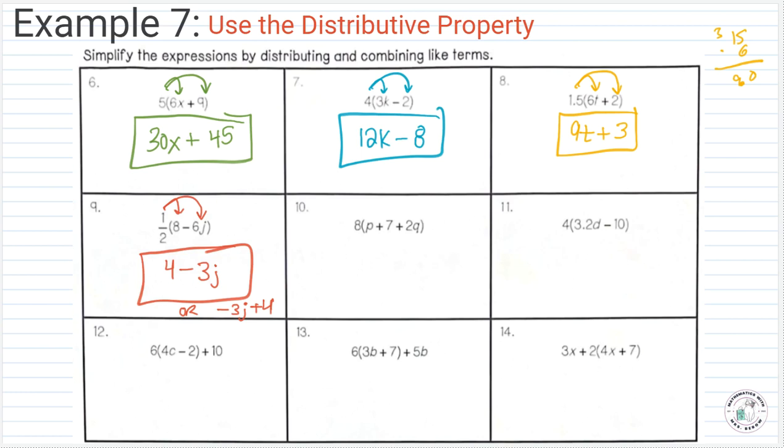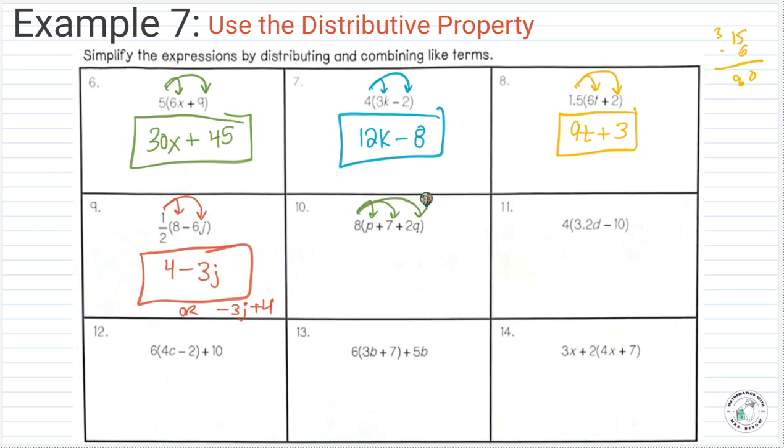All right, so number 10 is the first one that we've seen where we are actually multiplying several terms that are inside the parentheses. In this case, we have 3. Most of them have only had 2 terms inside. It's the same idea even when you have more than 2 terms. We're going to do 8 times p, 8 times 7, and 8 times 2q.